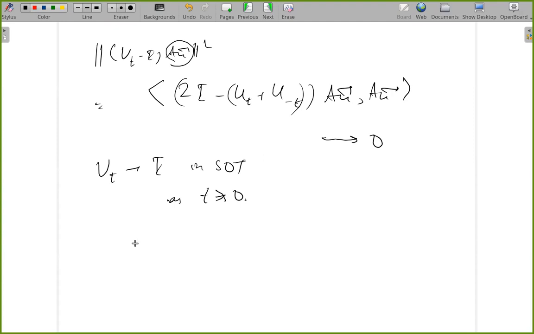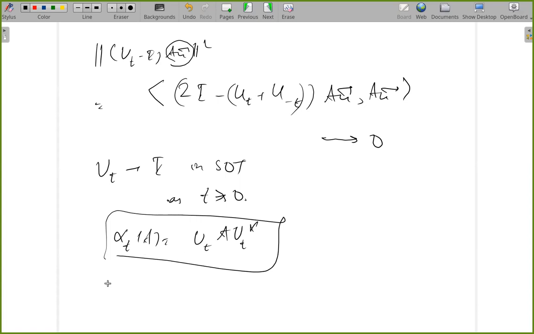So summarizing all of this, the main takeaway is that you have this U_T star. So you're implementing this alpha_T using these U_T as inner automorphism. And this U_T is a strongly continuous one parameter unitary representation. One parameter unitary group. Okay.